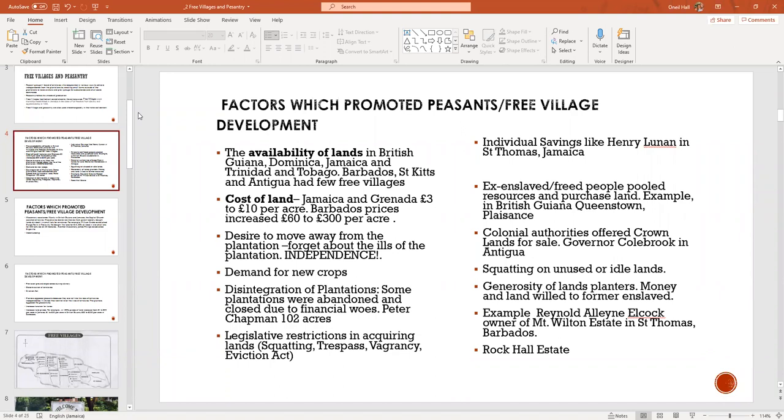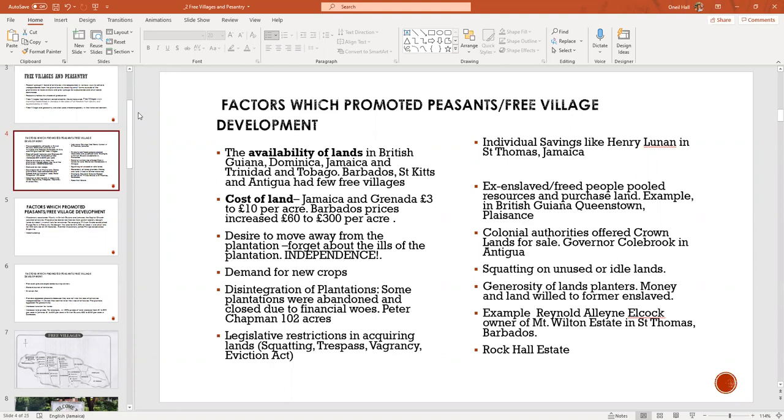Another reason was the demand for new crops. So after slavery ended, sugar was important, but there was a lot of demand for other crops, like ground provision, because now the planter is not really responsible for ground provision for the entire estate. People live all over. Newly freed people settled all over the islands, right? And as a result of that, they need to buy food for themselves and their families. So there was demand for new crops.